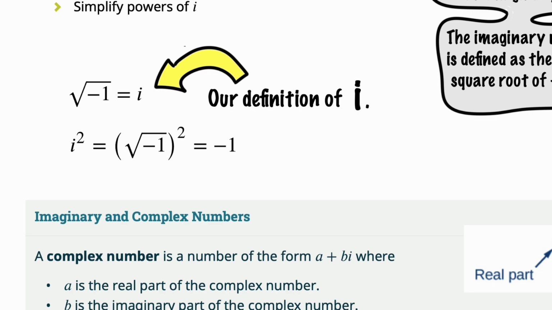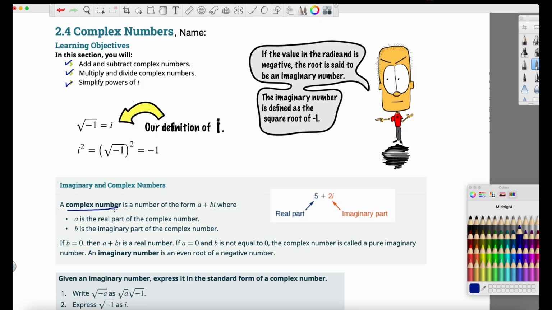So we know that when we have a negative underneath the radical, it's going to be imaginary. There's no way to take the square root of a negative number. So we are going to define the square root of -1 as i. Now, if we take i and square it, we're saying the square root of -1 squared, and the square root and the square cancel, so i squared would be equal to -1. We're going to use that a lot later.